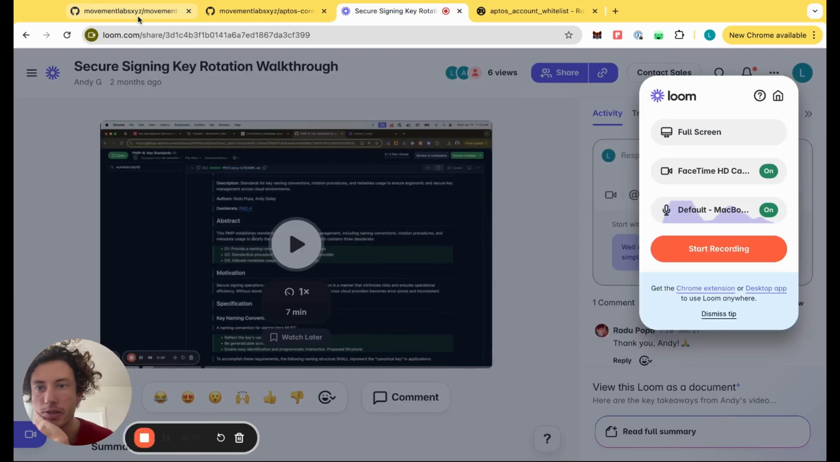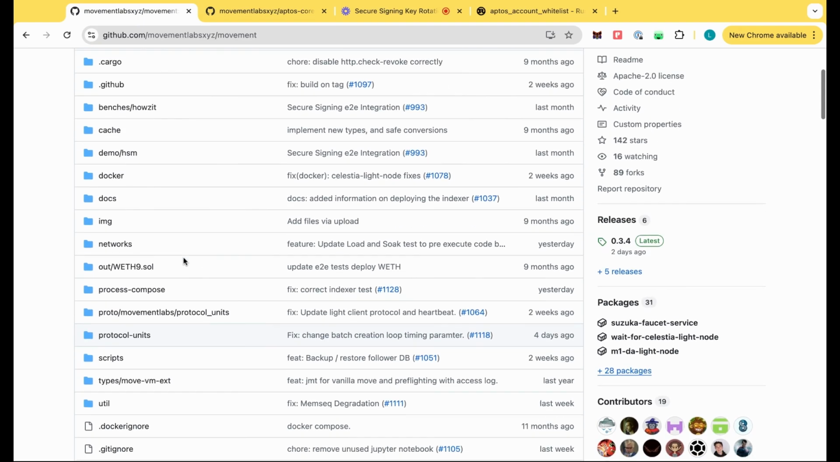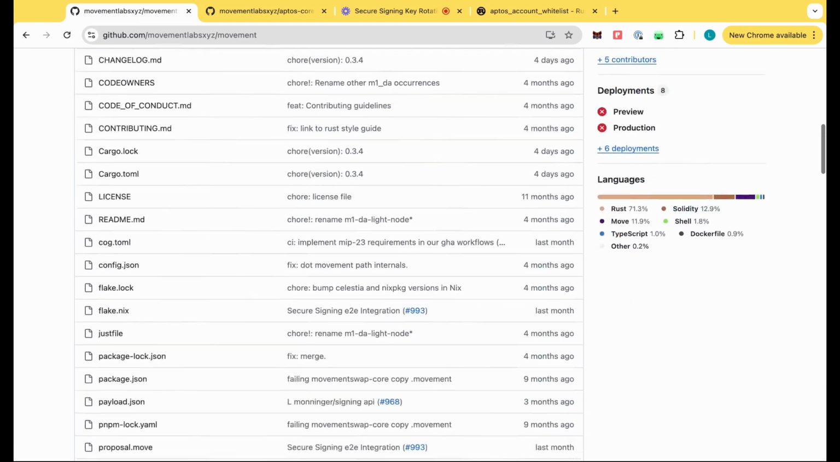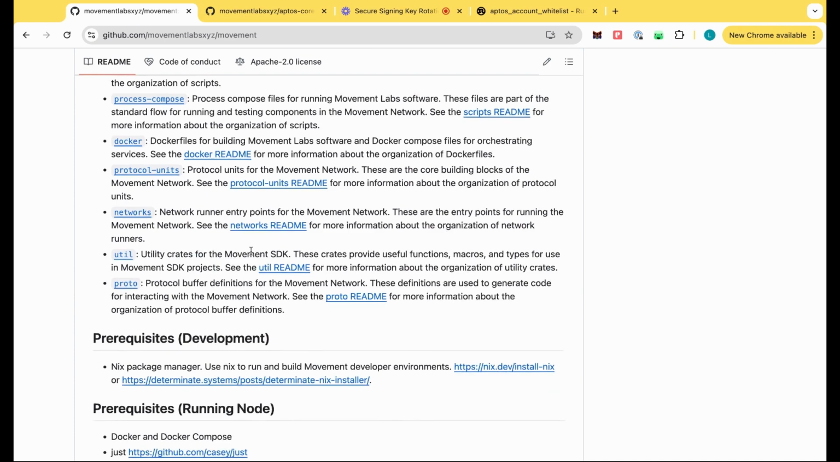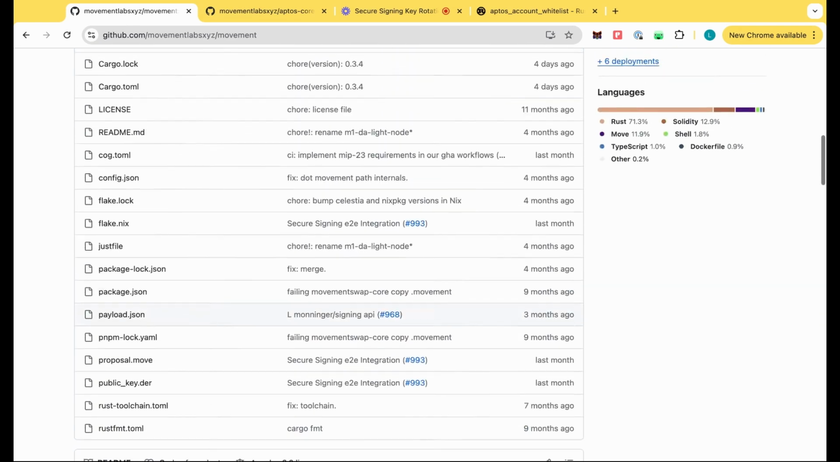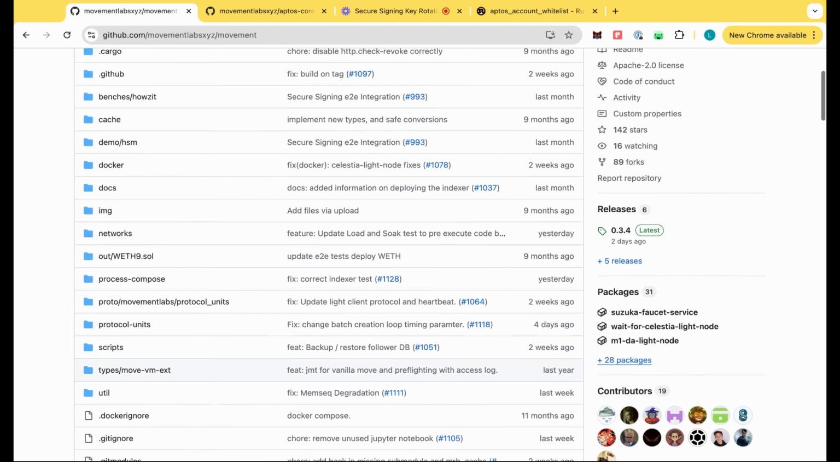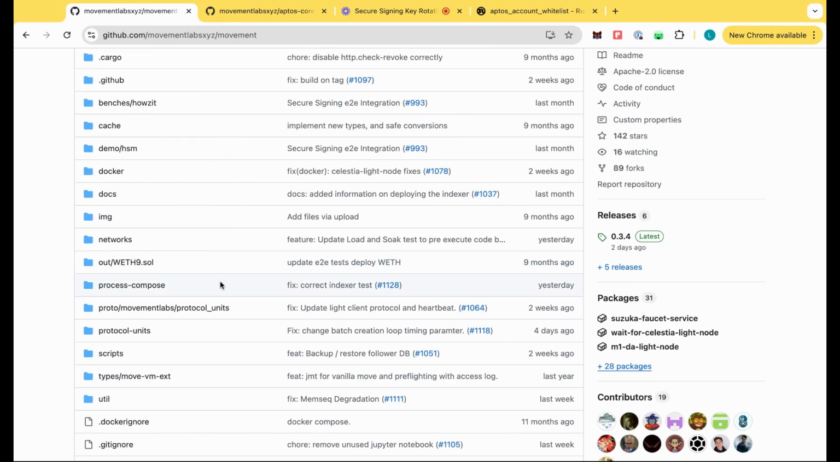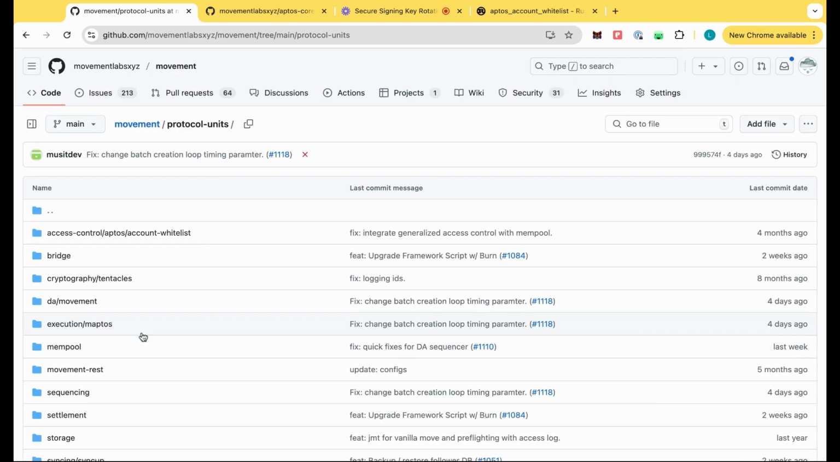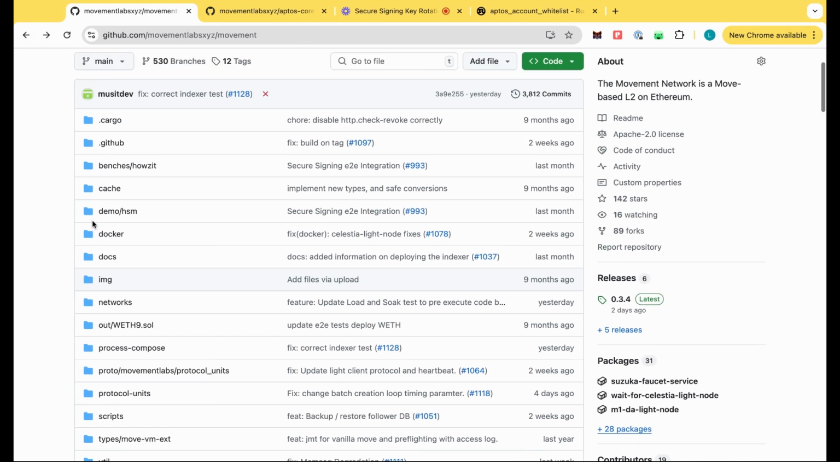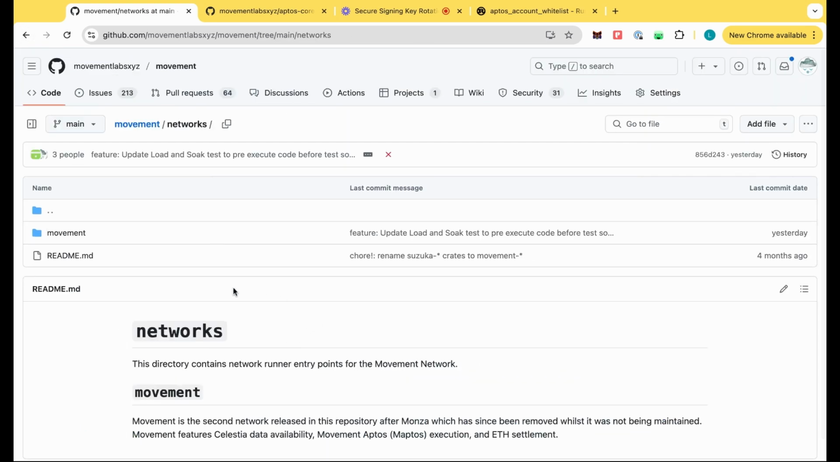Okay, I'm going to start with the Movement repo. Of course, I'm going to assume you've already read the README a little bit. And what I'll begin on is actually the transaction flow and where to trace it through our crates. So there are two critically important subdirectories in the Movement repo. There are protocol units, which are the different modules that we actually put together to build higher order processes. And then there is the networks subdirectory.